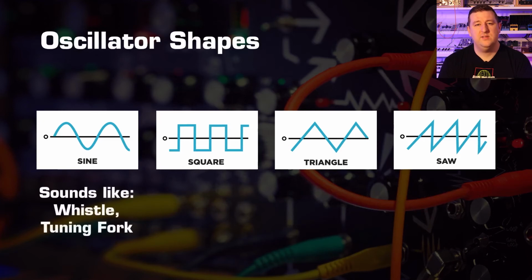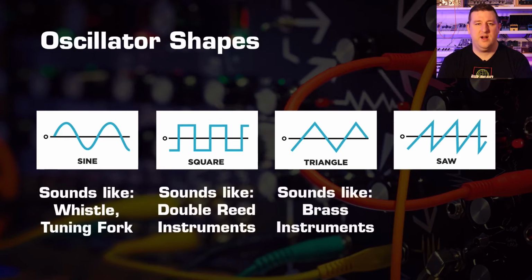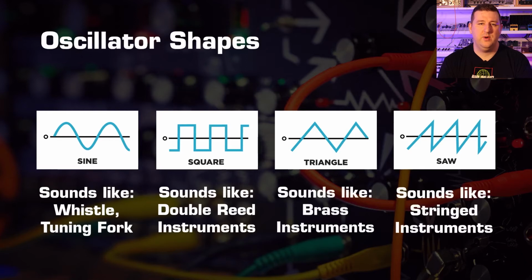A sine wave sounds like a person whistling or the sound that a tuning fork makes. A square wave is close to the sound of an oboe or a bassoon or other double-reeded instruments. A triangle wave sounds more like a brass instrument, and a sawtooth wave sounds like a stringed instrument.